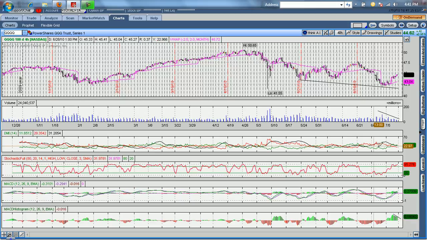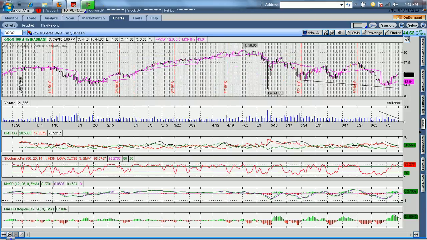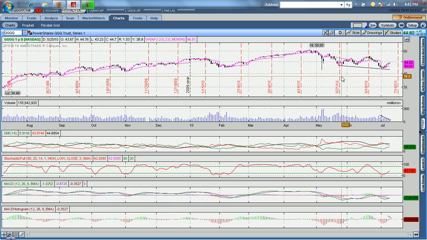The stochastics on the 4-hour are in overbought territory. They have crossed over, and they were actually at 95 as we speak. So that's fairly overbought. You can see there's bearish divergence on the MACD, and there's also bearish divergence on the histogram. My thinking is, if you go to the daily, and this is the same on the S&P basically too.